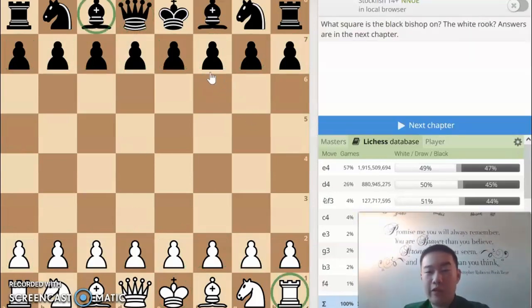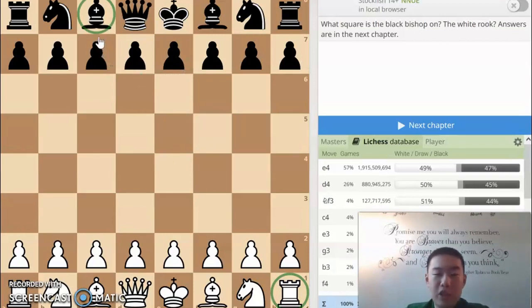So this brings us to our first quiz of the lesson. What square is the black bishop on? The white rook? The answers are in the next chapter, so if you would like to pause this video and figure it out for yourself, please do so.